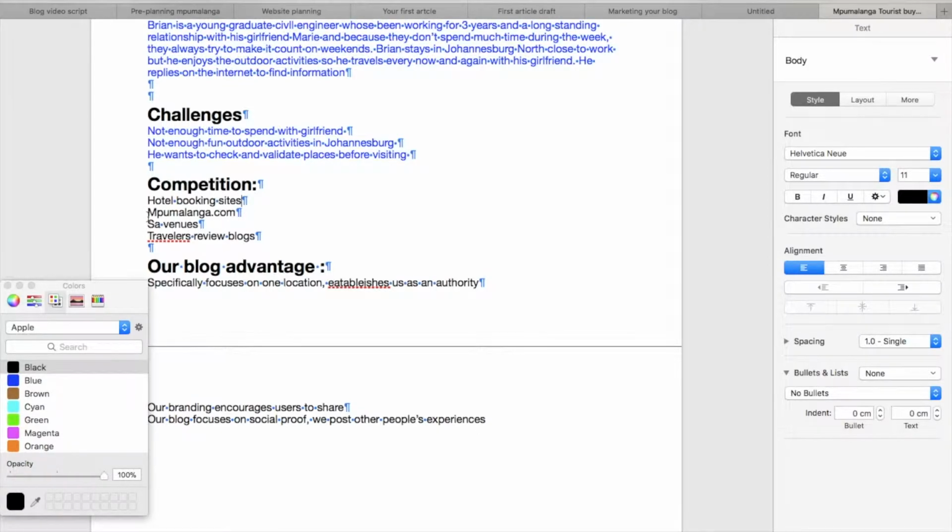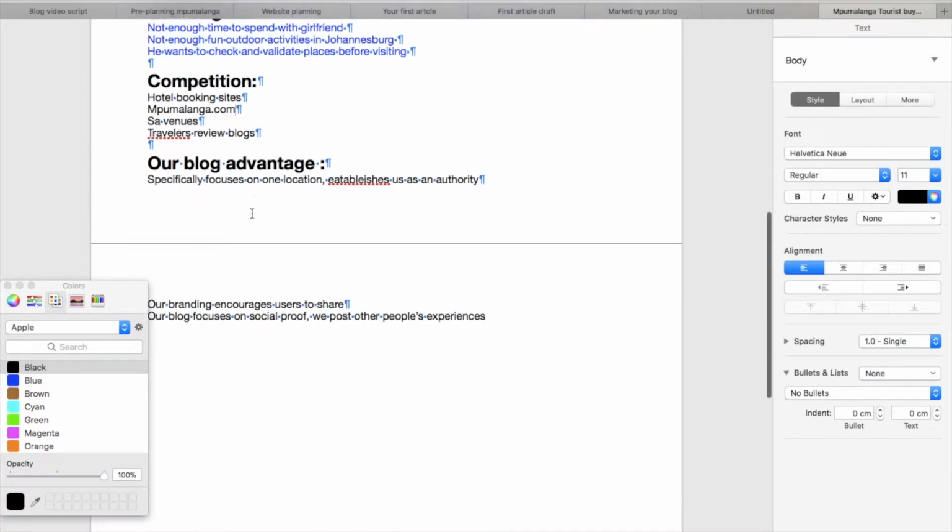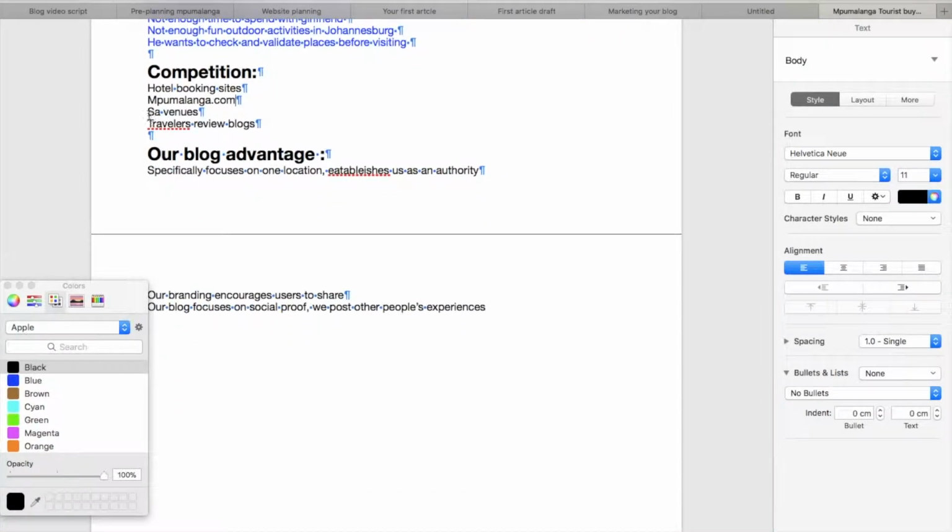And then, if you can remember, when we were doing SimilarWeb in the previous lesson, we also evaluated and analyzed the Mpumalanga.com website to see where they get their traffic, how they do their marketing, what their website looks like, where they get their referrals from, and what the people visiting the website are interested in. So I've analyzed Mpumalanga.com, and I think it's also a competition. I've looked at SA Venues. I think it's also a competition. And also Travelers Review blogs might be a competition. And I've also analyzed how many Travelers Review blogs there are.